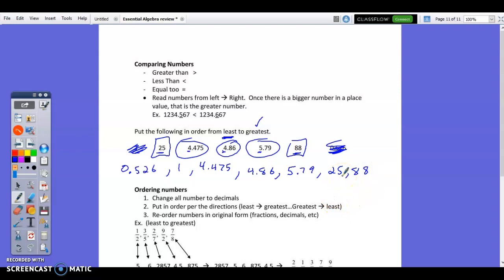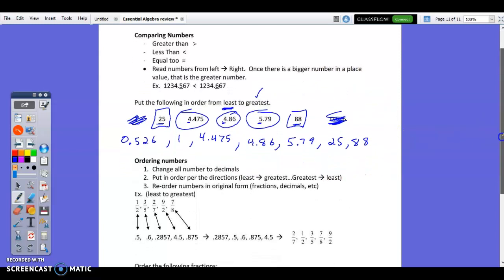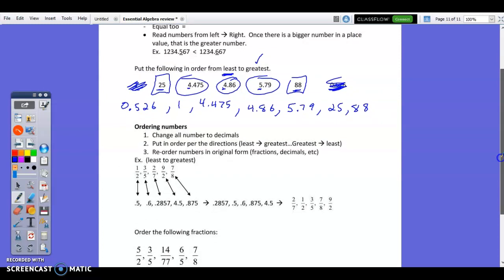If there's a lot of decimals, sometimes it's nice to line them up vertically so you can actually see the numbers, but we don't need to do that for those.